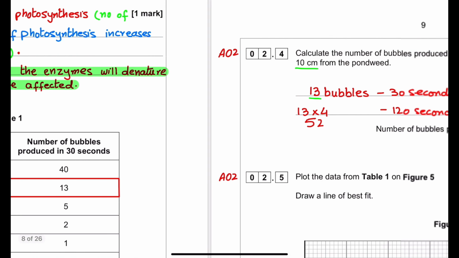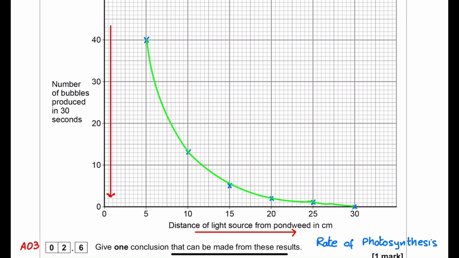So I have already plotted this for the students. At 5 centimeter, there are 40 bubbles. At 10 centimeter, there are about 13 bubbles. At 15 centimeter, there are 5 bubbles. At 20 centimeter, there are 2 bubbles. At 25 centimeter, there is 1 bubble. And when the plot is about 30 centimeter away from the light source, there is no bubble formed there.